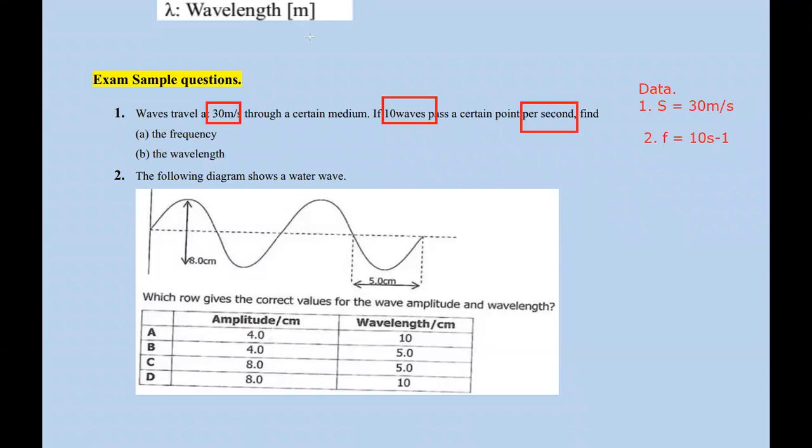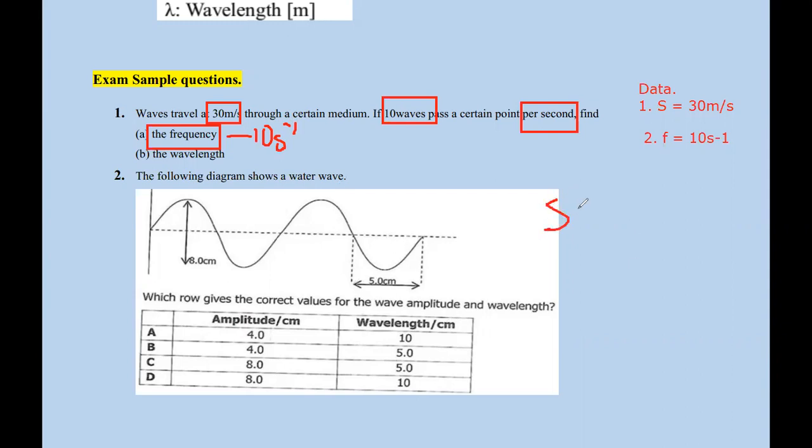The number of waves that pass through a point, that is the frequency. So without even wasting much of the time here, just know that the frequency is 10 second minus 1. That is the frequency. The information is there. Then B, find the wavelength.